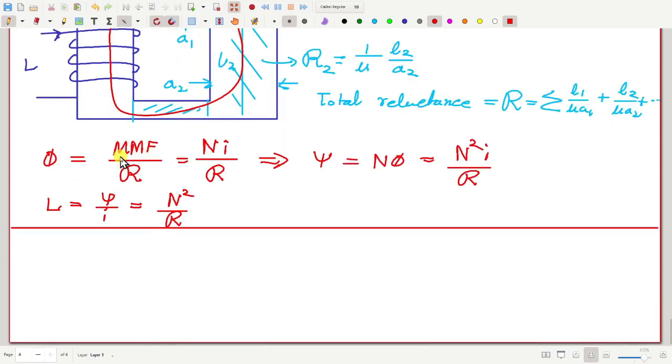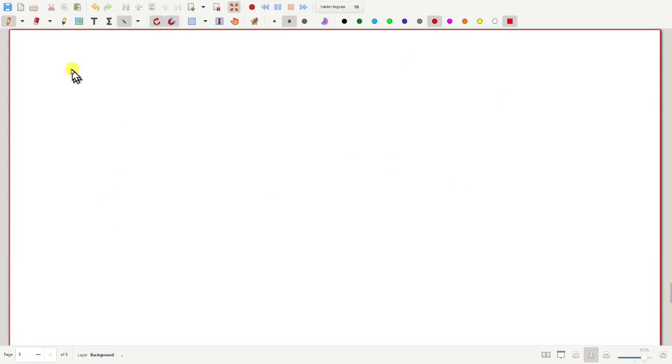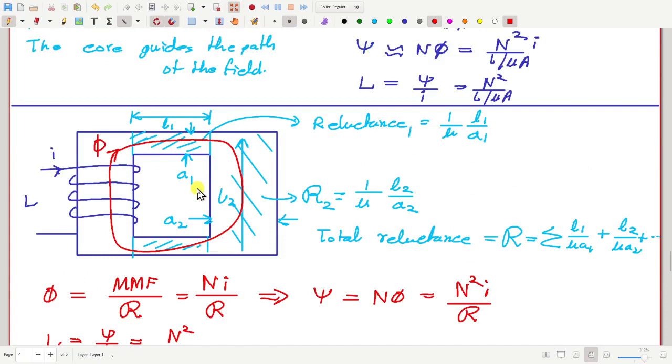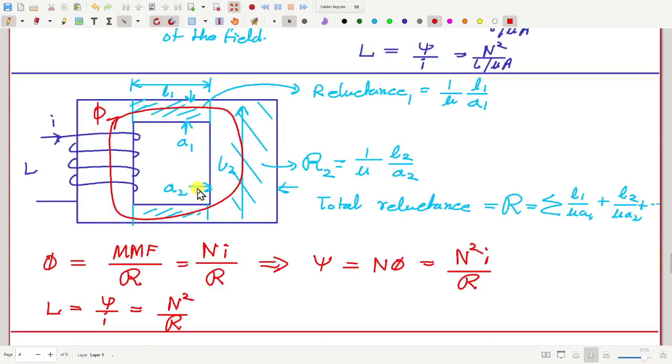Achha, then next, suppose. Sir, yes. So resistance is an opposition to flow of charges. What is reluctance if we try to understand it?